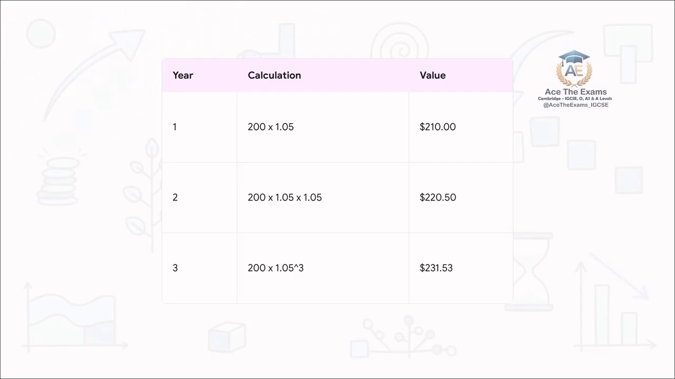In year 1, 200 times 1.05 gives us $210. Simple enough, right? But look at year 2. We take that original 200 and multiply it by 1.05 twice, giving us $220.50. Notice that extra 50 cents? That's the compounding effect. You're earning interest on your interest. By year 3, we're multiplying by 1.05 3 times to reach $231.53. The math is repetitive and it constantly scales based on the previous year's new total.